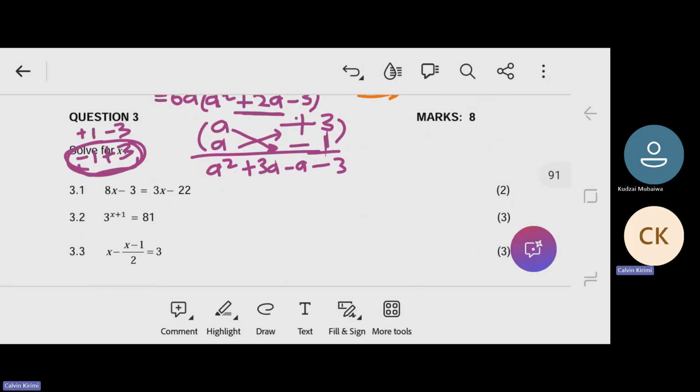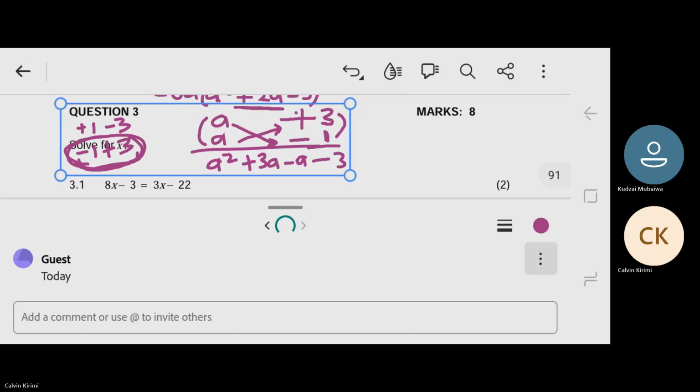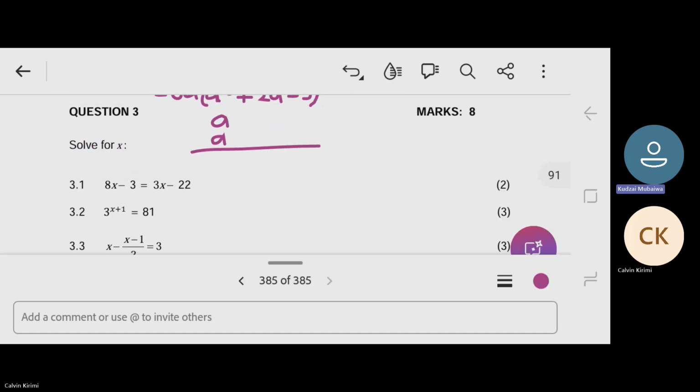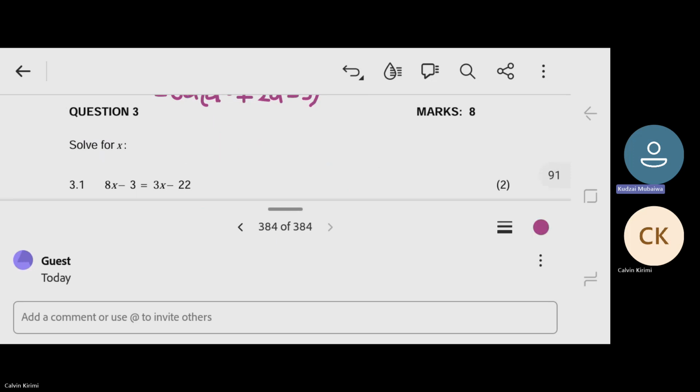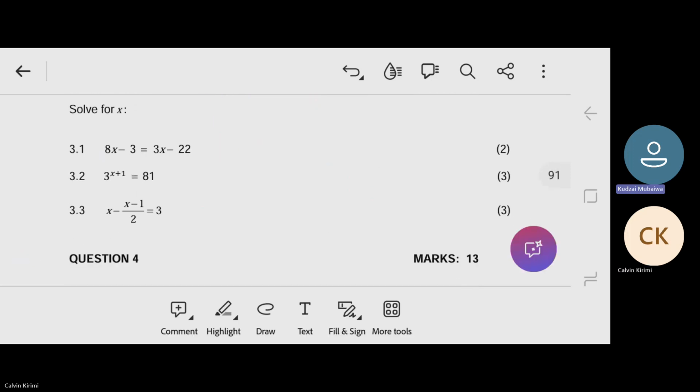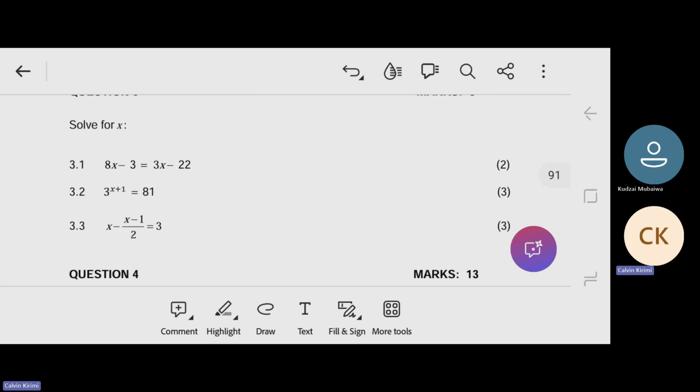So now we want to solve for x. So try it now. Put 3.1. When you are done, you tell me. Yes, sir.